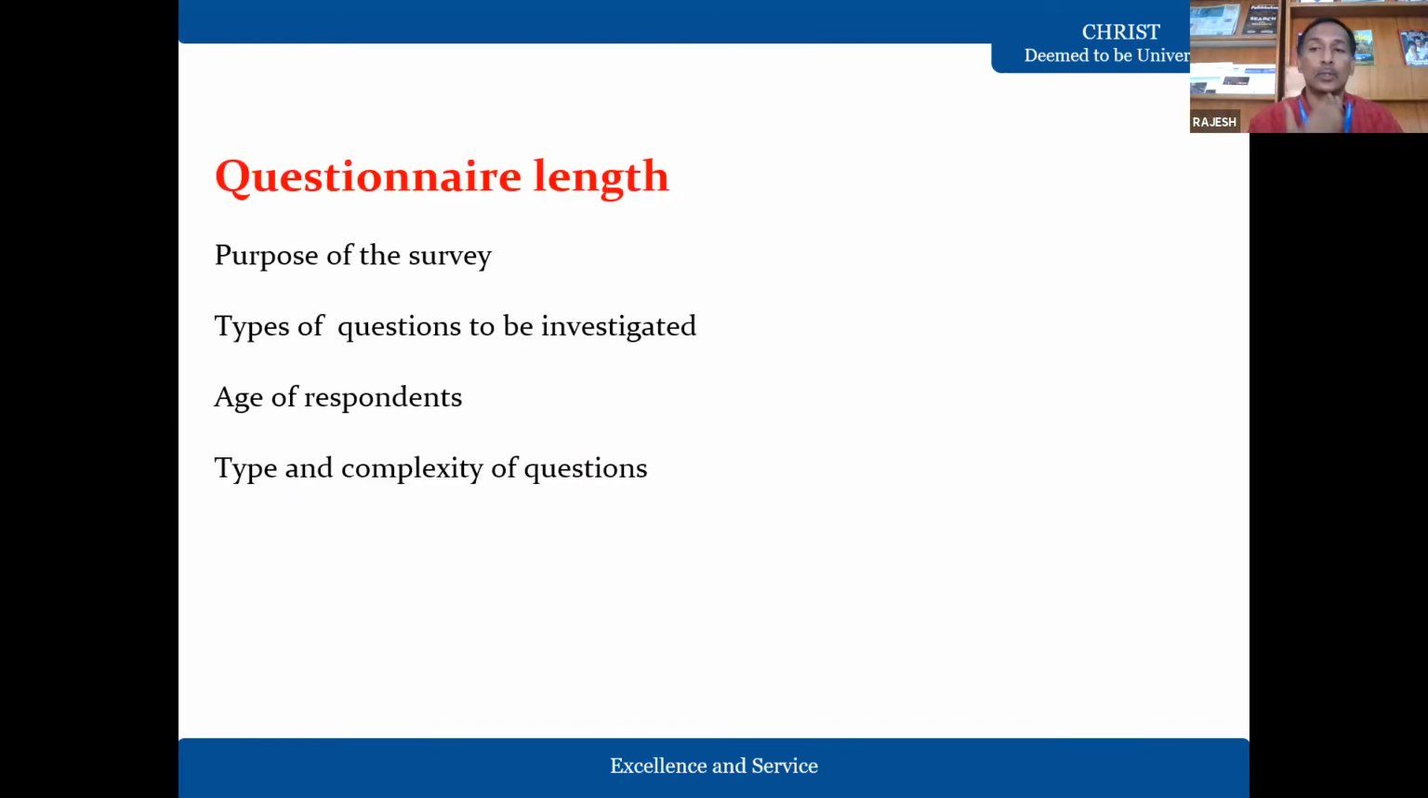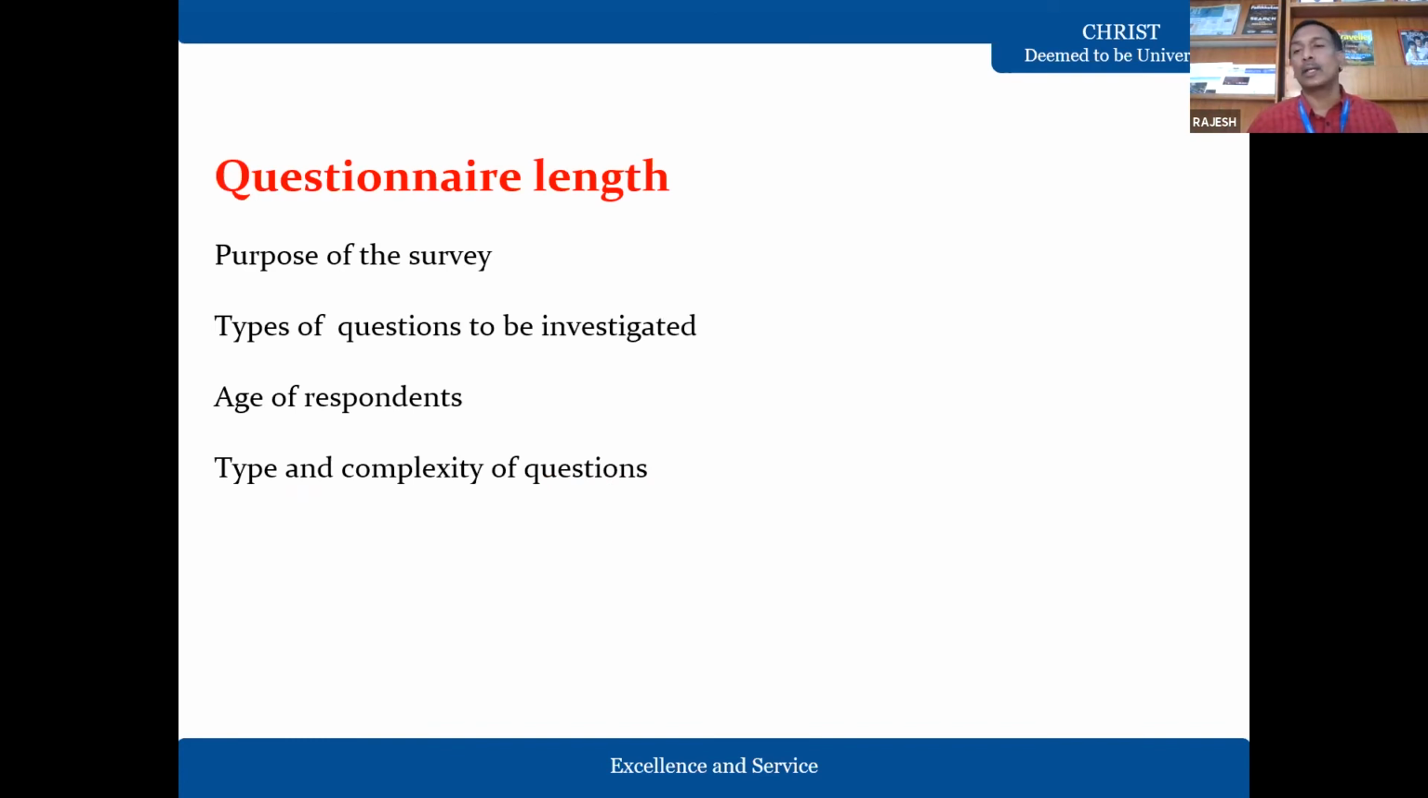Now this is a question that students often ask. What should be the length of the questionnaire? That depends on the purpose of the survey. What do you want to study? All right. If the questions adequately meet your criteria, then that should be enough. 10 questions, 12, 15. It varies from topic to topic.